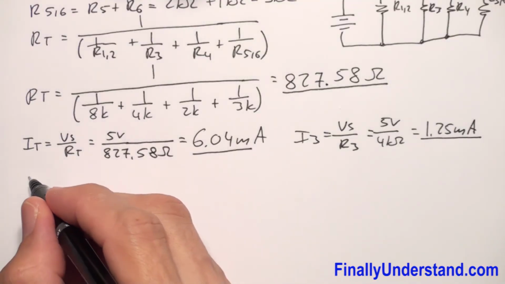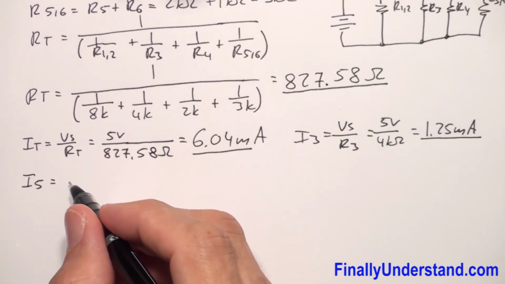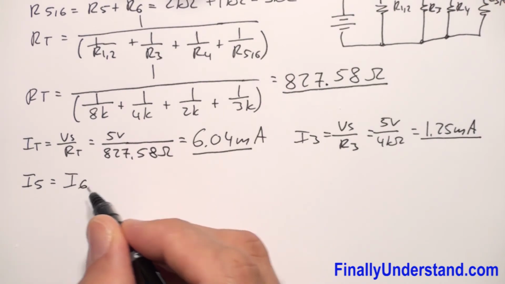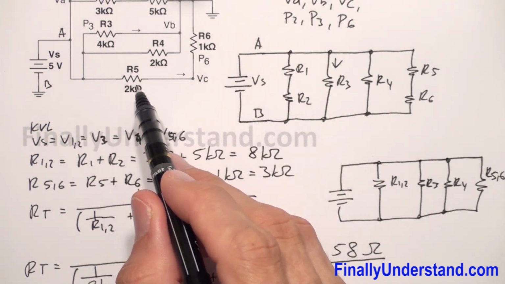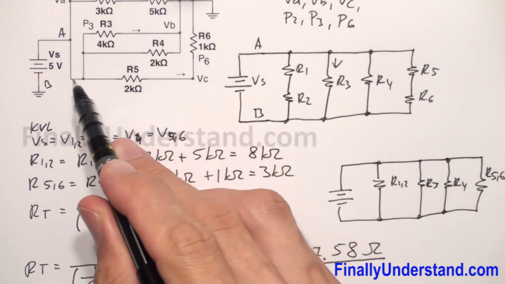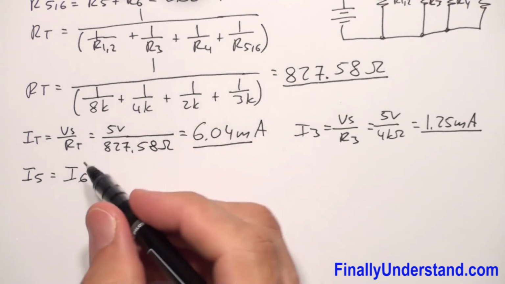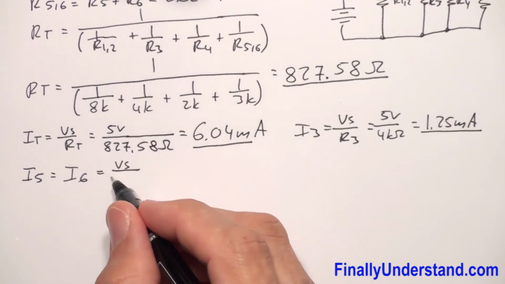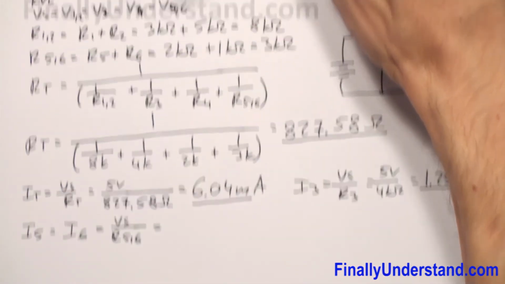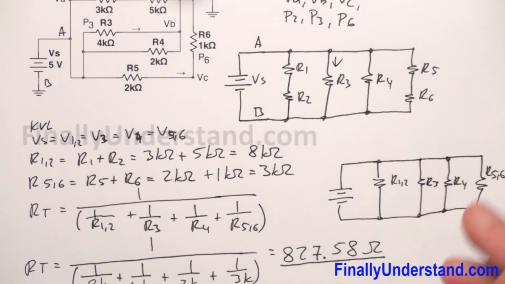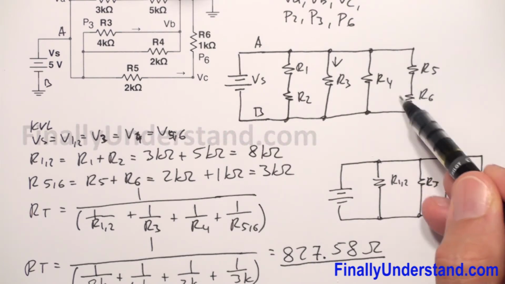Next I'm supposed to find I5. I5 is also equal to I6. The current which goes through this resistor will also be equal to the current which goes through this resistor, because this is the same current. I'm going to find this, again, using Ohm's law. This is the voltage source over R56, the total resistance of these two resistors. You cannot divide the voltage source by just one resistor.